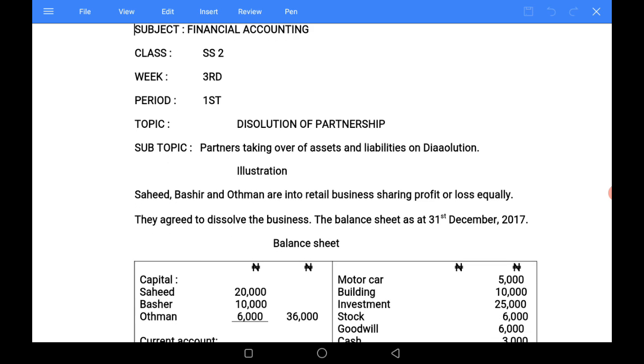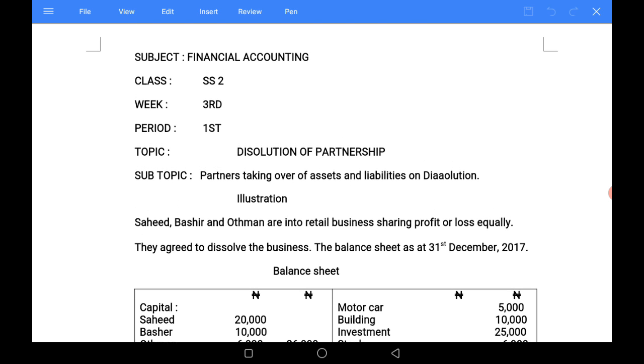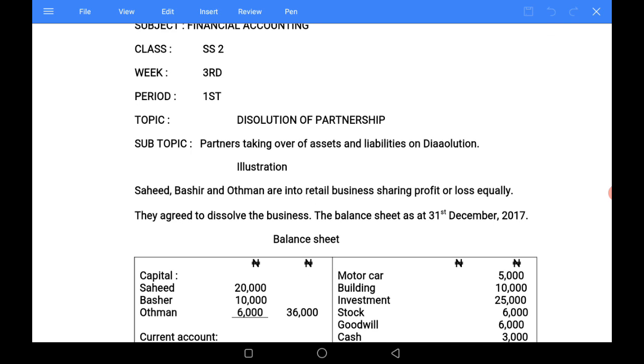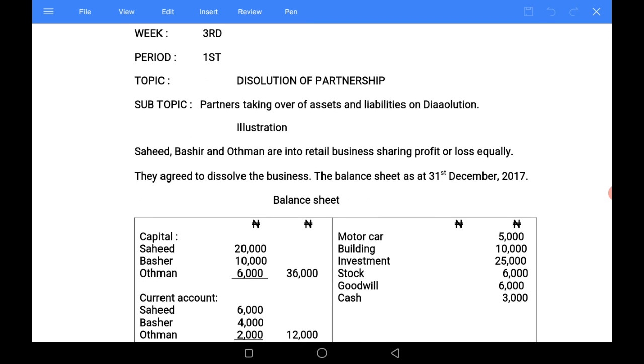We are still on the dissolution of partnership. Having earlier discussed the dissolution of partnership where profit was made by the partners, where loss was made by the partners, and where a partner brought in cash to settle his deficiency, today we are going to be looking at the dissolution of partnership where partners take over assets and liabilities on the dissolution. So that is the area we are going to be looking at today. Partners taking over of assets and liabilities on dissolution.